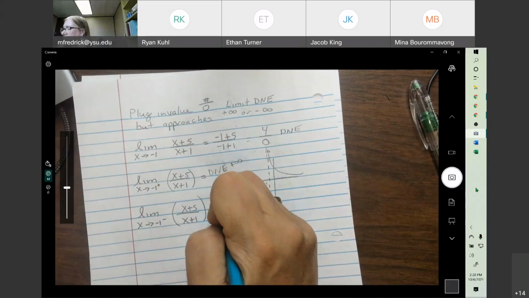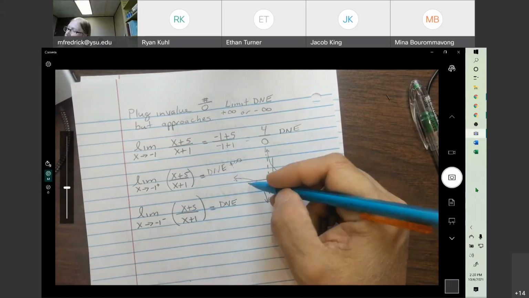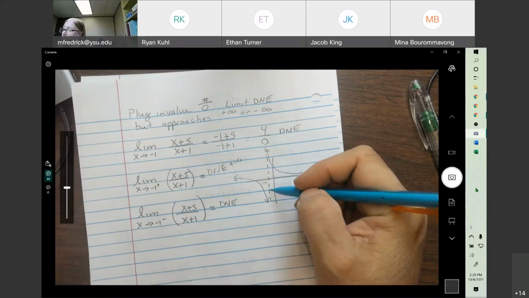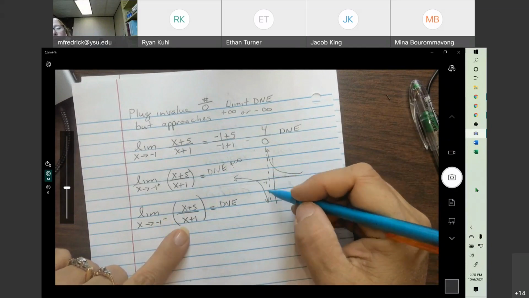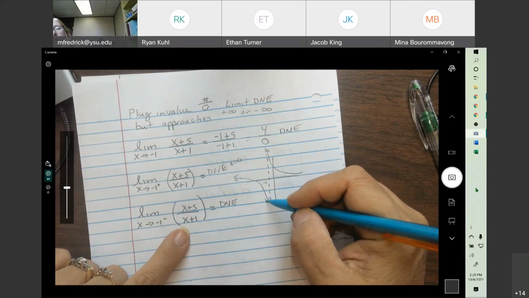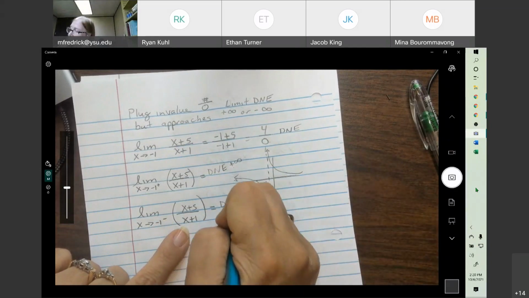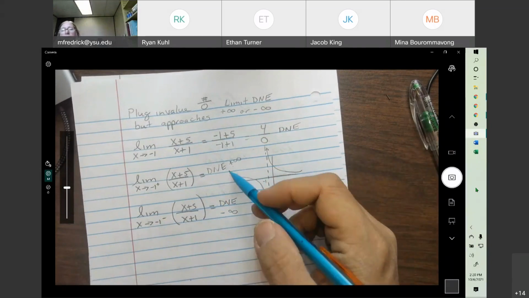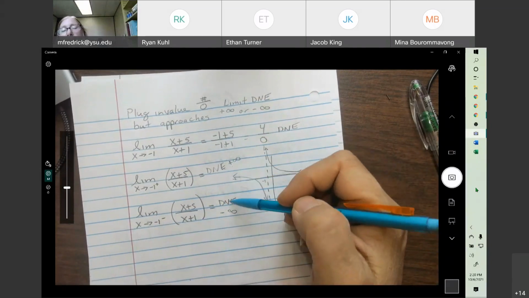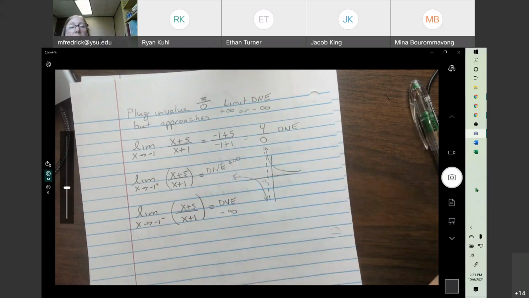But this one, instead of going up, because we're looking on the left, a little bit smaller, that's what that little minus up there means. We're looking on the left side. Our graph's down here. It's going to negative infinity. So in these cases, when the limit does not exist, you also need to state positive or negative infinity, depending on what the case is.